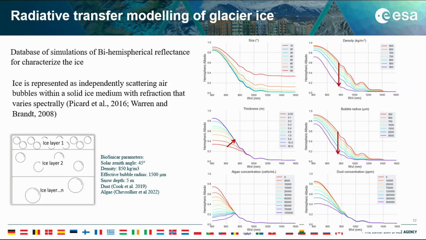When we speak about ice, this is the spectral reflectance of ice and how it is impacted by different parameters like density. In this case, density has a much higher impact. If we go from 600 to 900 kilograms per cubic meter, it will change a lot. As I said before, pure ice will absorb and transmit most of the radiation, and less will be reflected. The thickness, the bubble radius, and the algae and dust concentration, again, they bend the spectral reflectance differently.